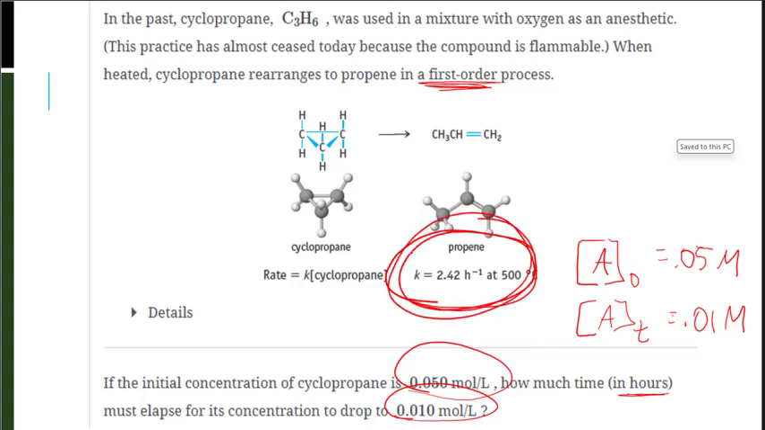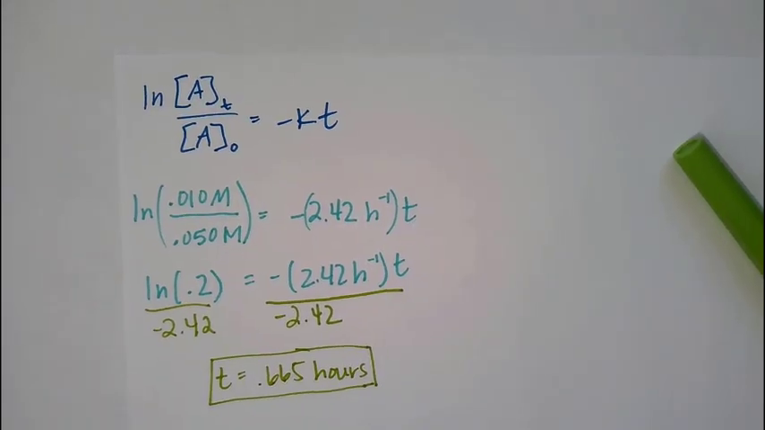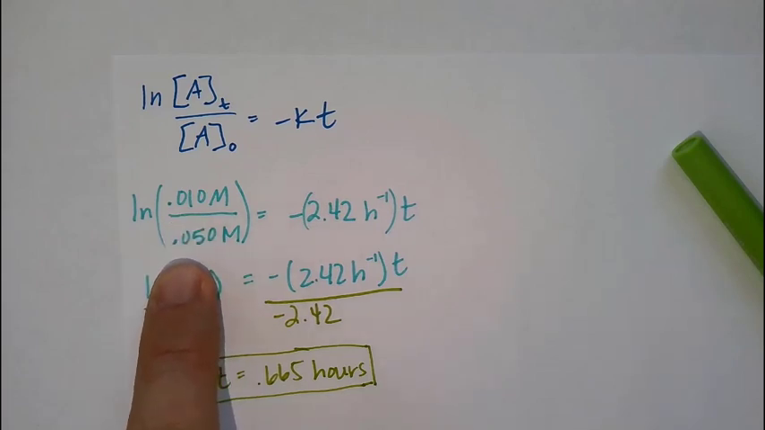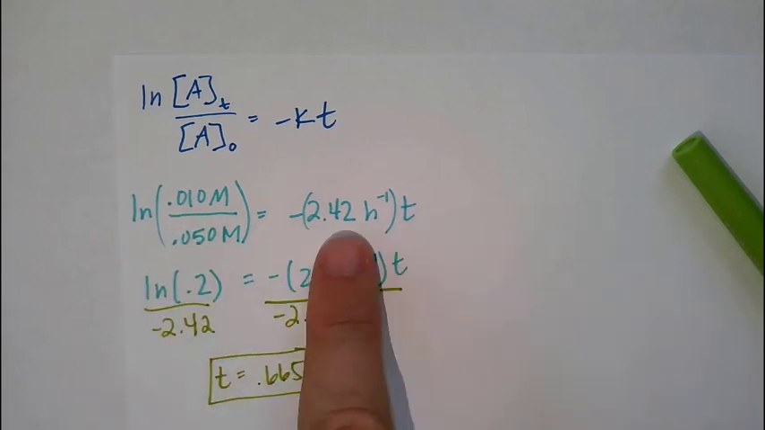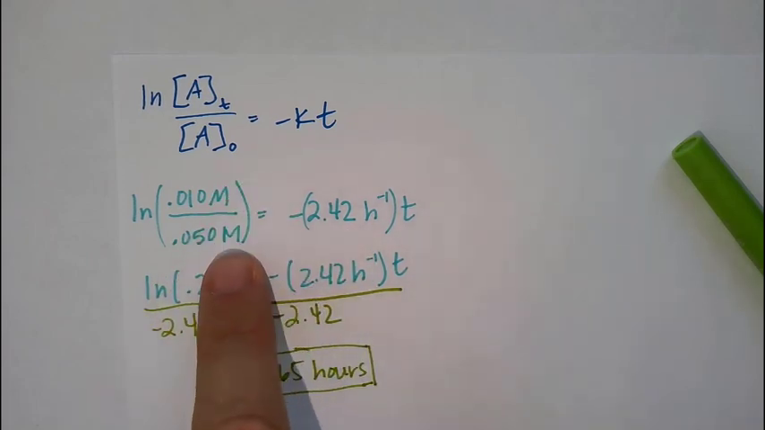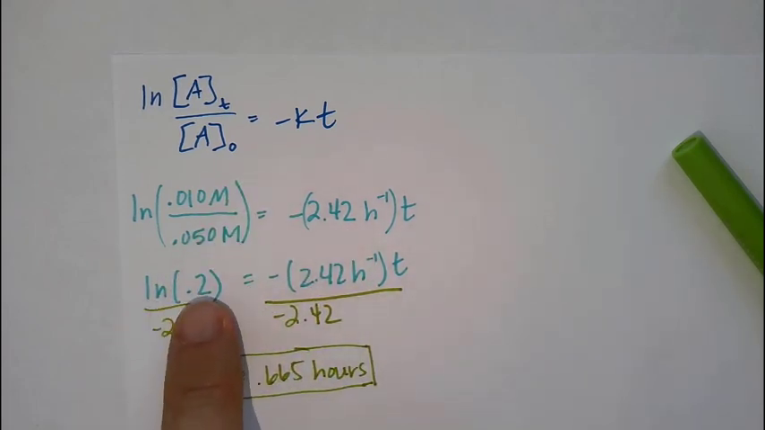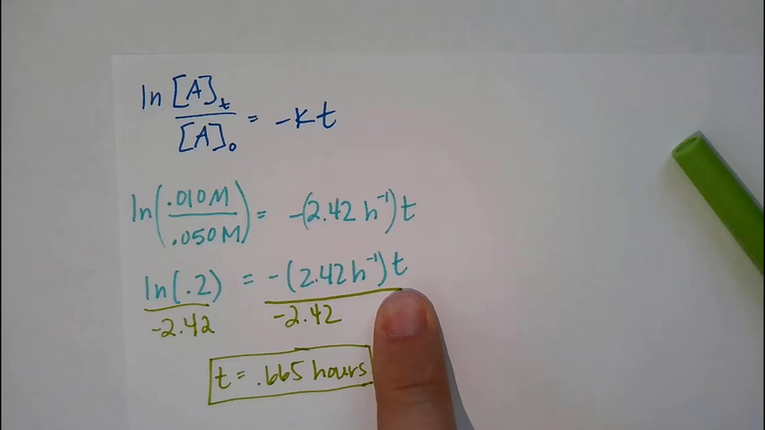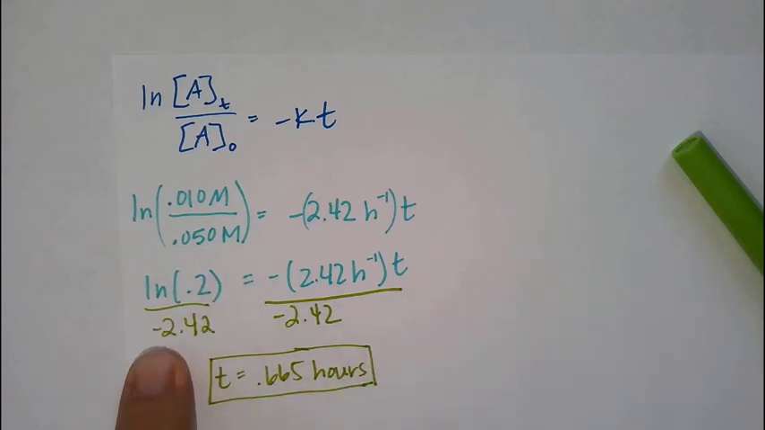Let's look at what we know. I'm given k. I'm given our original concentration of 0.050 moles per liter. And after a certain amount of time, the concentration has dropped to 0.01 moles per liter. Using our first order integrated rate law, I'm going to plug in that concentration at time t, that 0.01 molar, divided by the 0.05, is equal to negative kt. We were given our k. So 0.01 divided by 0.05 gave me 0.2. The natural log of 0.2, and I divided both sides by that negative k to get t by itself.